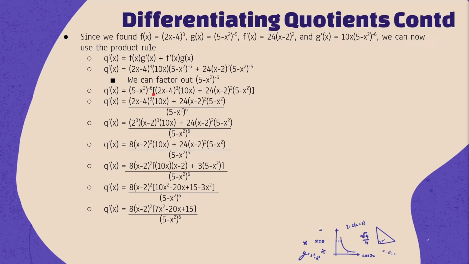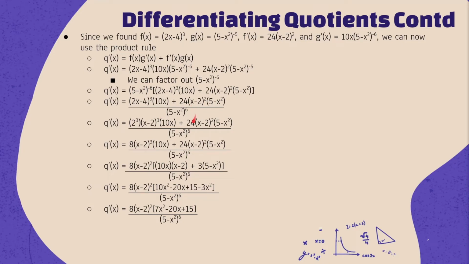That would mean this expression is now our numerator. All that we have to do is just simplify. Again, if you remember, 2x minus 4 is the same as 2 times x minus 2. So if that's the case, we can actually rewrite it as this here, right? Since we have a cubed, we have 2 to the power of 3 times x minus 2 cubed. And then the 10x gets carried over.